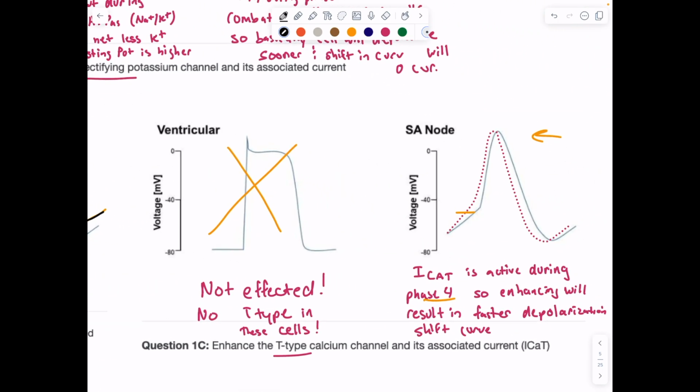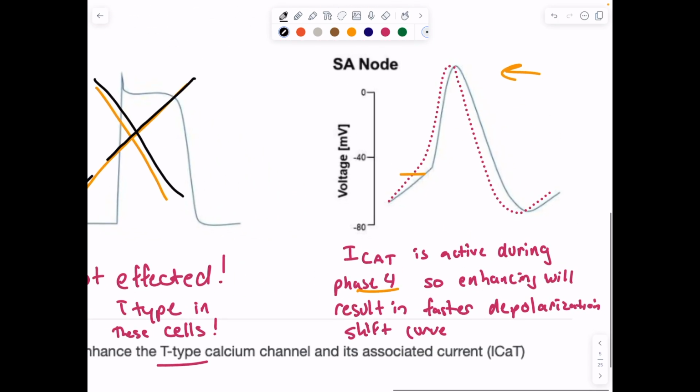All right, what if we enhance the T-type calcium channel? Well, we know that ventricular myocytes and atrial myocytes don't have the T-type transient calcium channel. They only have the long open type, so it'll make no difference. For the SA node, this is active during phase 4, which is this phase right here. So it works to depolarize the cell, and depolarization is going to happen faster, and our curve is just going to be shifted over, but otherwise look the same.